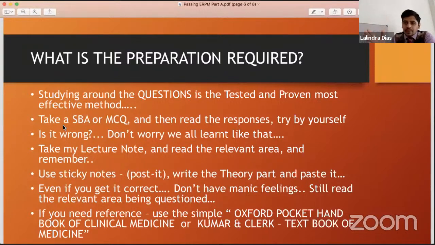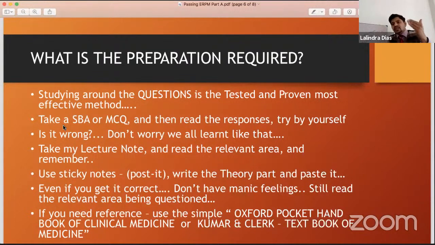This preparation is also preparation for PLAB or AMC or whatever. Right. Guys, this is again tested and proven. There are things called educational methods, medical education. It's a separate field, like we have internal medicine, pediatrics, gynecology. There's a separate field called medical education. Each medical faculty has a medical education department, called medical education and research.